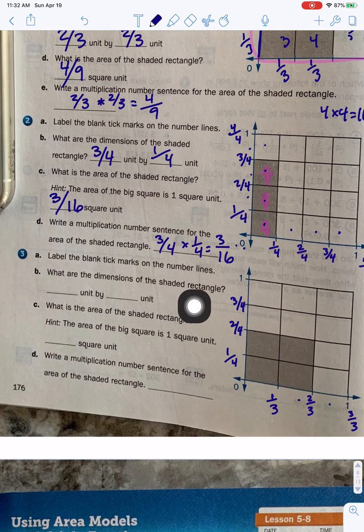What are the dimensions of the shaded rectangle? Looks like it's 2/3 times 2/4. So we're going to write 2/3 times 2/4.